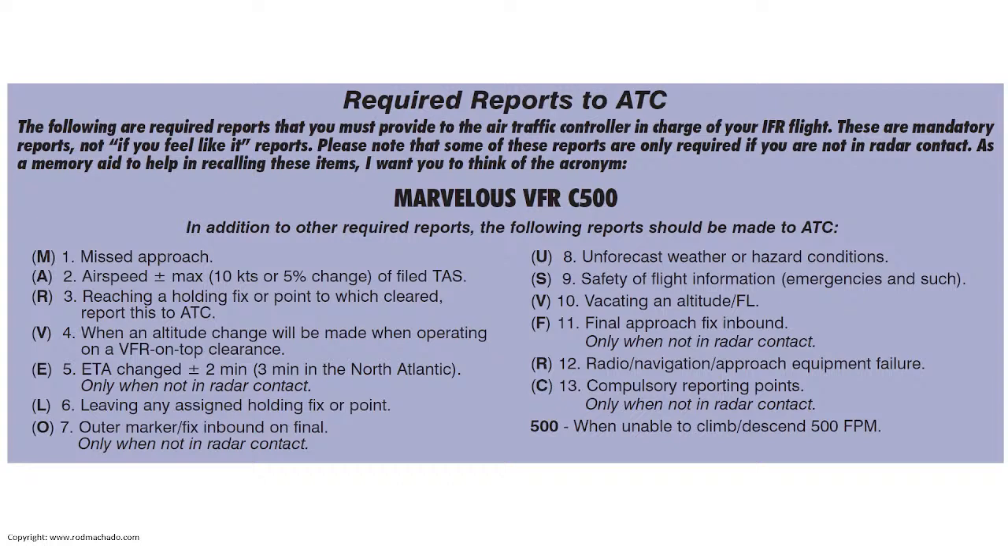And then when unable to climb or descend at 500 feet per minute. Now, I don't know why you wouldn't be able to descend at 500 feet per minute, but at some point your 172 stops being able to climb at 500 feet per minute. You're required to let ATC know that. All right.